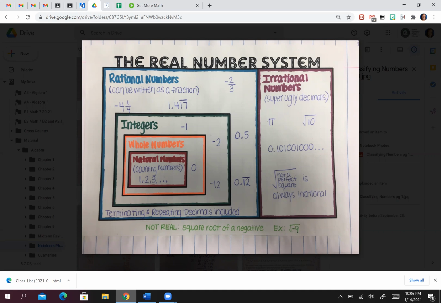And then the grand left-hand side is the rational numbers, which I said is anything that can be written as a fraction. So it already includes all those integers, because keep in mind, you can take an integer, stick it over one, poof, it's a fraction. But obviously now we have fractions, mixed numbers, and then also terminating and repeating decimals. Okay, so this is the real number system. I will post a copy of this in Classroom as well, so you have this to look back at.